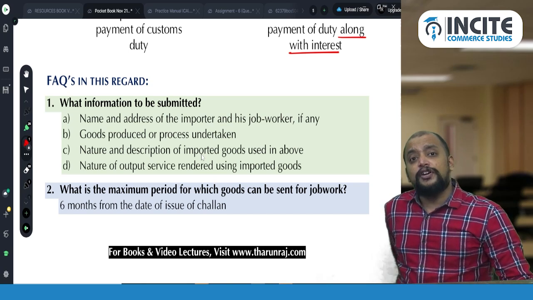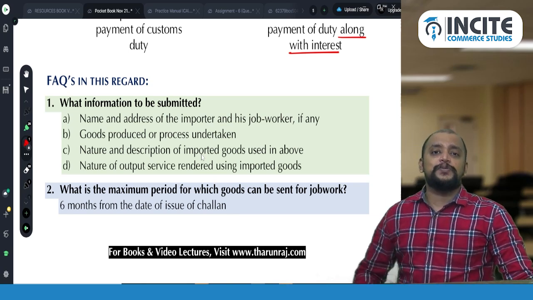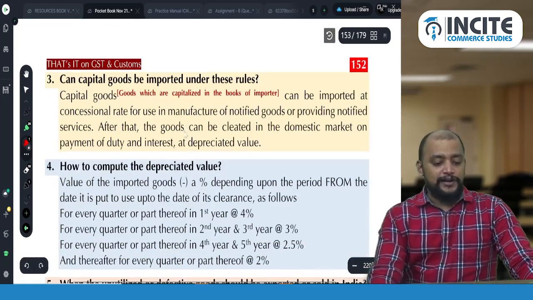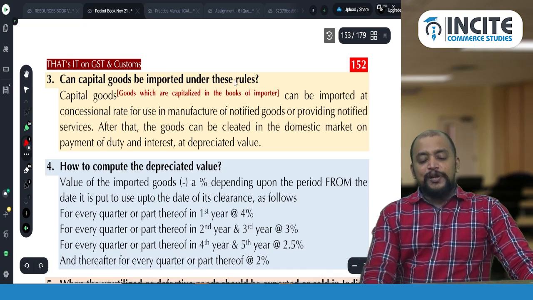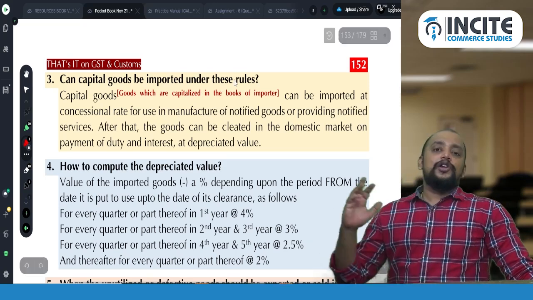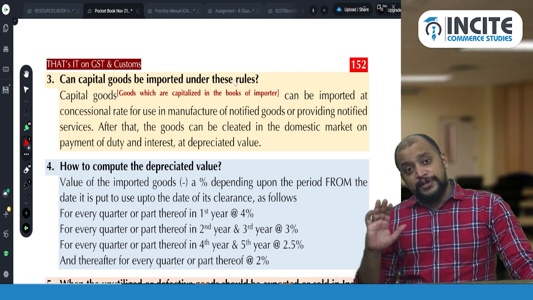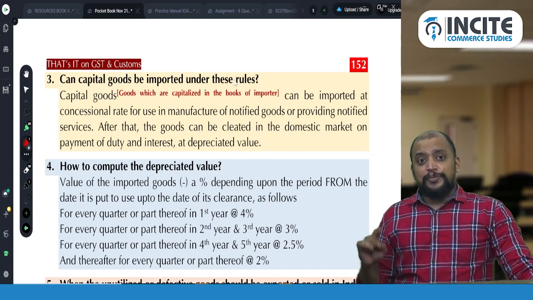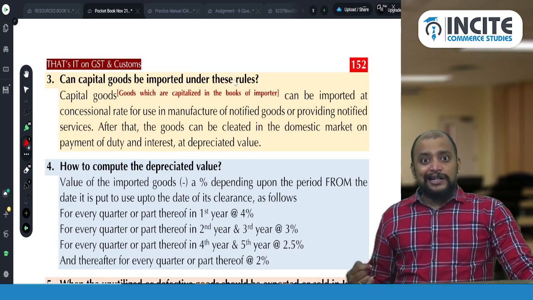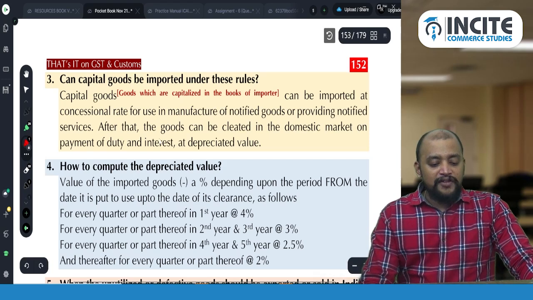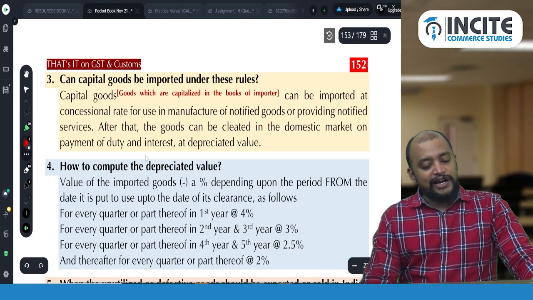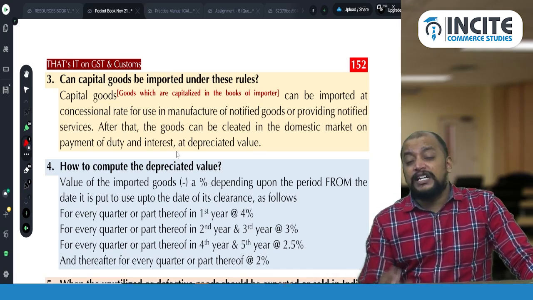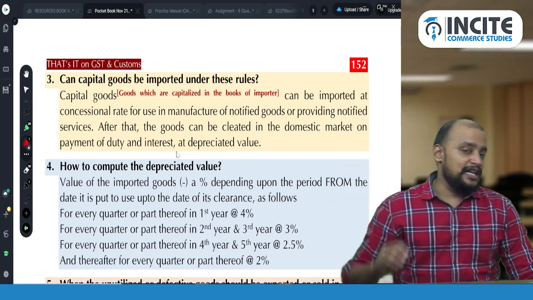What is the period for which the goods can be sent for job work? 6 months from the date of issuance of challan. Which challan? Delivery challan. Can capital goods be imported under these rules? Yes. Not only material, even capital goods can also be imported. And those capital goods can be cleared after usage. After that, goods can be cleared in the domestic market on payment of duty along with applicable interest on the depreciated value. Okay. See, again I am repeating.